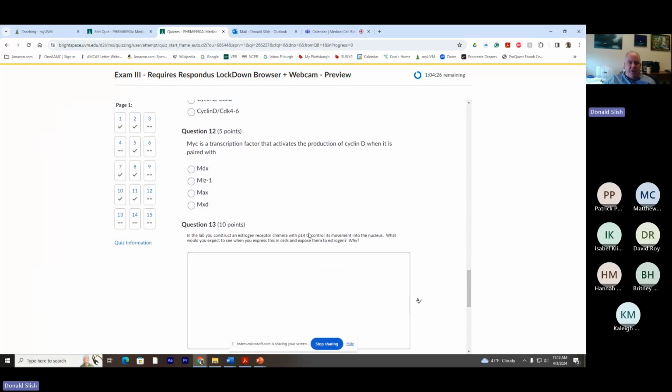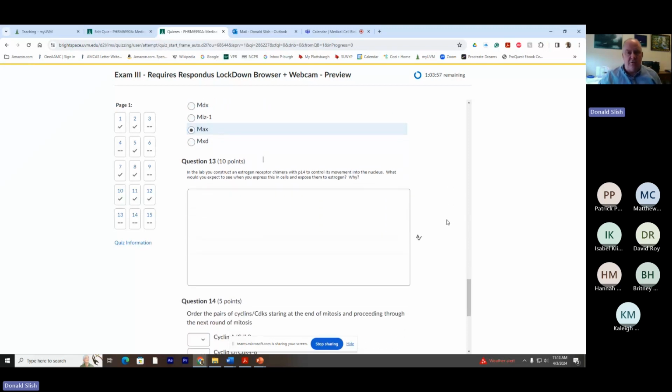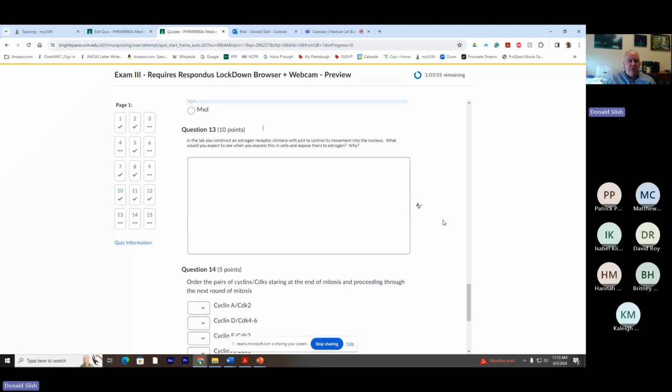MYC is a transcription factor that activates the production of cyclin D when it's paired with MAX. When it's paired with MIZ1, it's going to inhibit the transcription of CDK inhibitors. With MAX, it's going to activate cyclin D. And I think MAD is another one which is going to inhibit MYC. And MXD is just something I made up. So that's not a real protein.